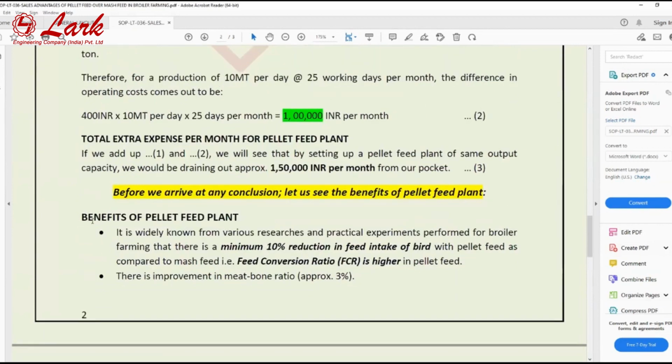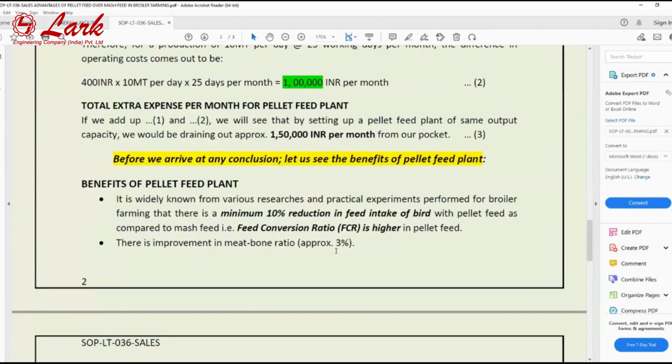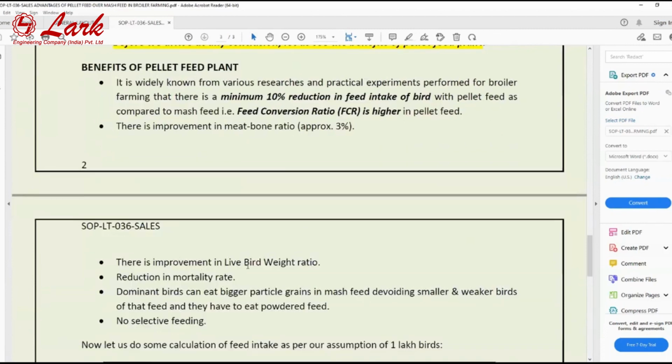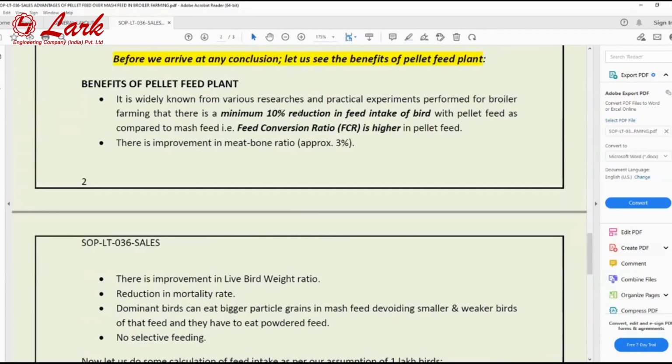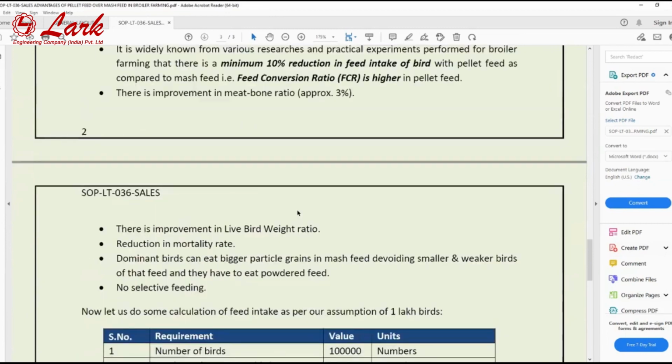We have feedback of a 10% reduction in feed intake of the bird, 3% improvement in meat to bone ratio, and improvement in live bird weight ratio and mortality rate. We ignore all these benefits and just calculate the 10% FCR difference. Even from our feed mill in Pune, they are using our mash feed with the same formulation, same weather conditions, same farm size, with an FCR of 1.72. With the pellet feed, their FCR goes down to 1.56. We have feedback from our client.